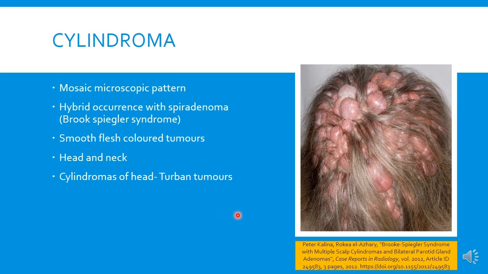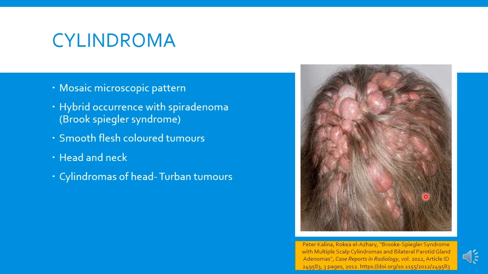Cylindroma, the turban tumor or cradle cap tumor. You would have heard of this name very commonly. This is a tumor that presents a mosaic microscopic pattern, like a jigsaw puzzle-like pattern, and it has a hybrid occurrence with spiradenoma, especially in Brooke-Spiegler syndrome. These are smooth flesh-colored tumors that are more common in the head and neck, particularly in the scalp region.